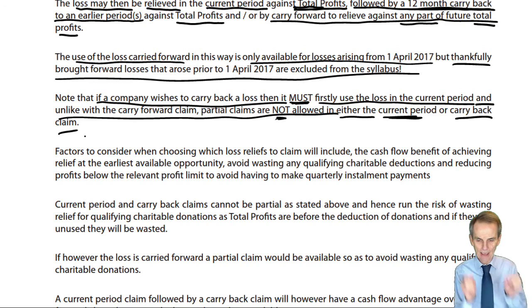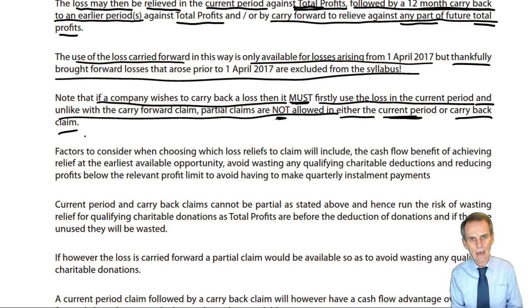Current and carryback against total profits in full, no partial claim. If those losses take out those total profits, then there is nothing left for the donations, if there were qualifying charitable donations paid. If they were paid, there's nothing to deduct them from, and therefore the use of them is lost. They are wasted. When we carry forward, either because we've chosen to do that in preference to the current or carryback claims, again they go against total profits. That's where you show them, after total profits, on your answer page here.